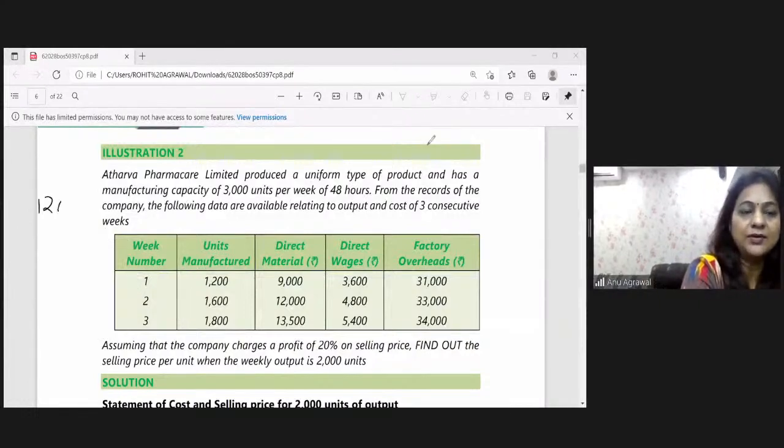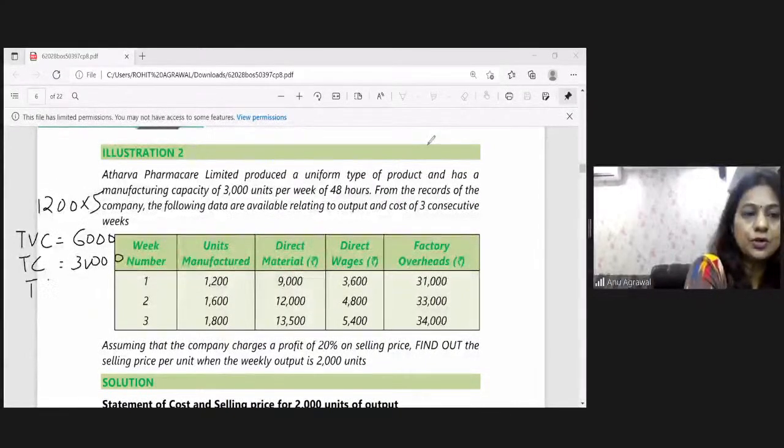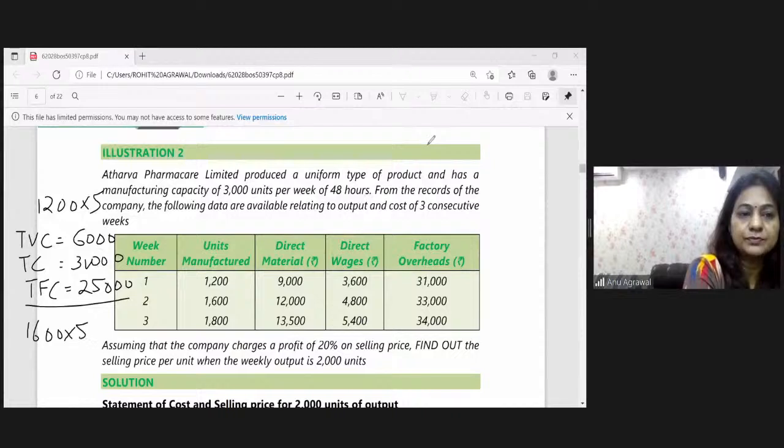So when there are 1,200 units into 5, total variable cost is 6,000. Total cost is 31,000. So total fixed cost will be 31,000 minus 6,000, which is 25,000. You want to check your answer? For 1,600 units, your variable cost is 8,000. When you add the fixed cost of 25,000 to it, you get 33,000.